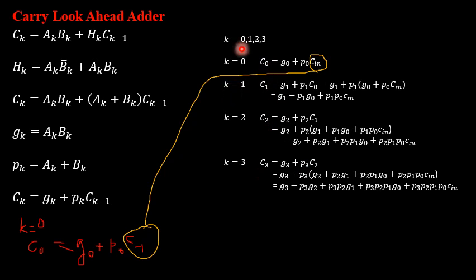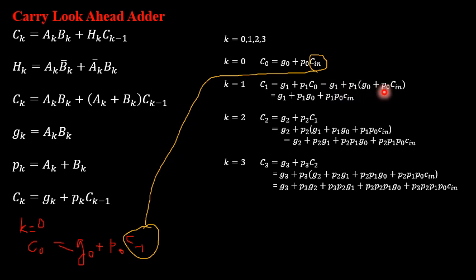When I replace k with 1, I can write the expression as C1 equal to G1 plus P1 into C1 minus 1. 1 minus 1 is nothing but 0. So it is G1 plus P1 into C0. From the above expression, we have the value of C0 equal to G0 plus P0 multiplied with Cin. The same thing I have used here: G1 plus P1 into G0 plus P0 into Cin.